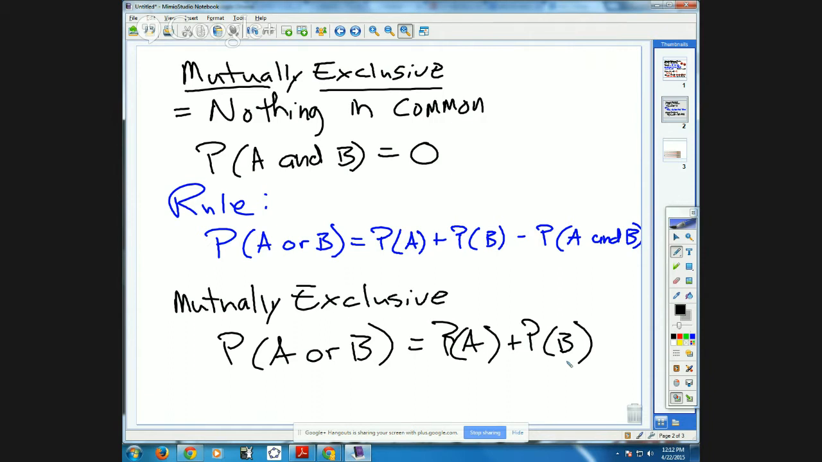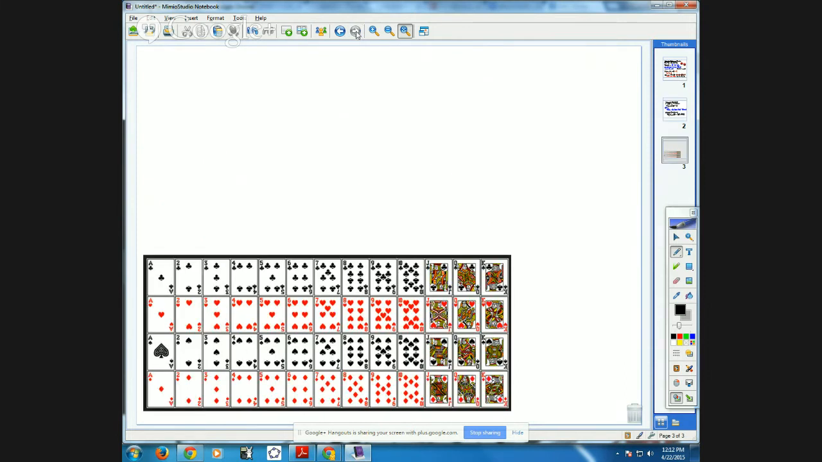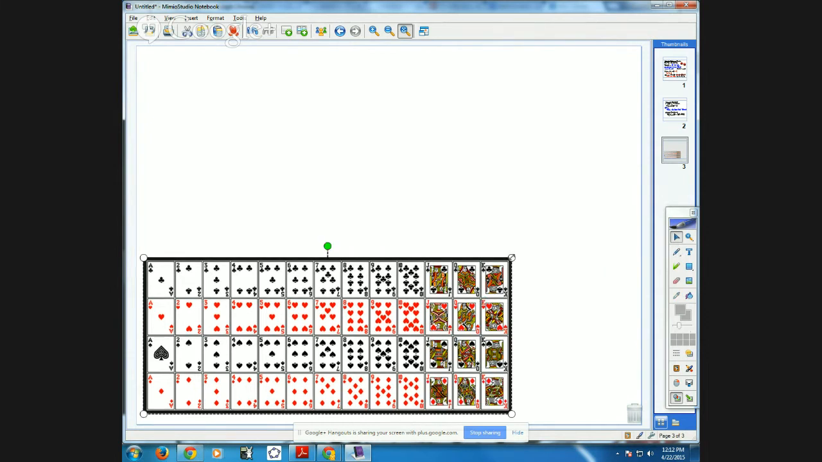But we can't always assume it. We have to know they're mutually exclusive somehow. So let's look at a couple of other examples. Let's take a look at a deck of cards. So here's your standard deck of cards. Make that a little bit bigger.